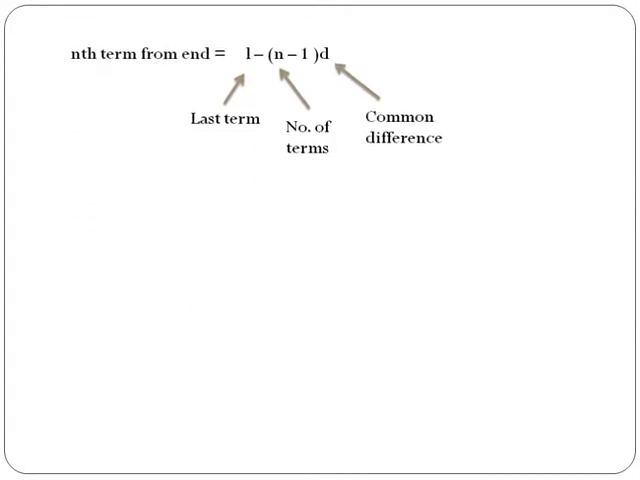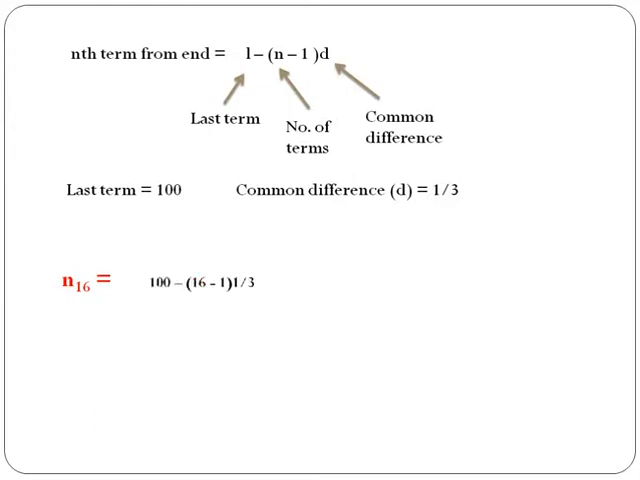Let us take a quick example. Let's say that the last term of an AP is 100 and the common difference given is 1 by 3. Let's say you have to find the 16th term from the end. So the 16th term would be equal to 100 minus (16 minus 1) times 1 by 3, or 100 minus 5, that is equal to 95. So the 16th term in this AP from the end would be 95.